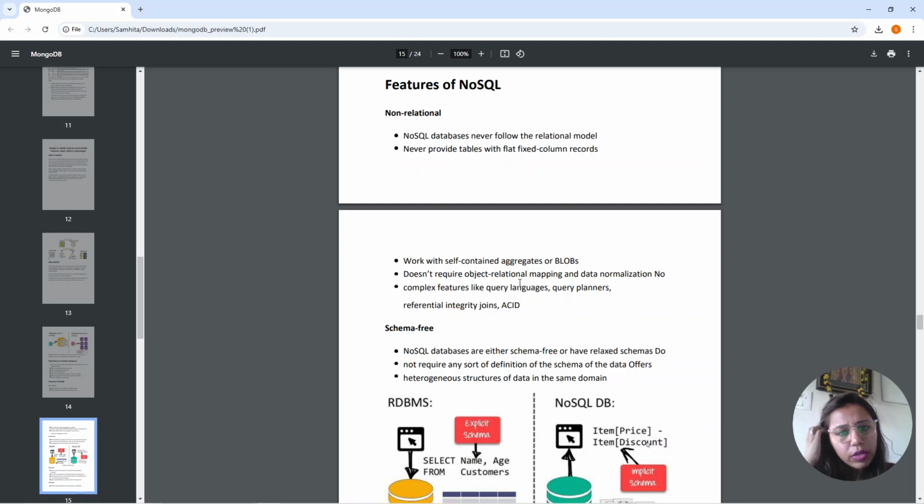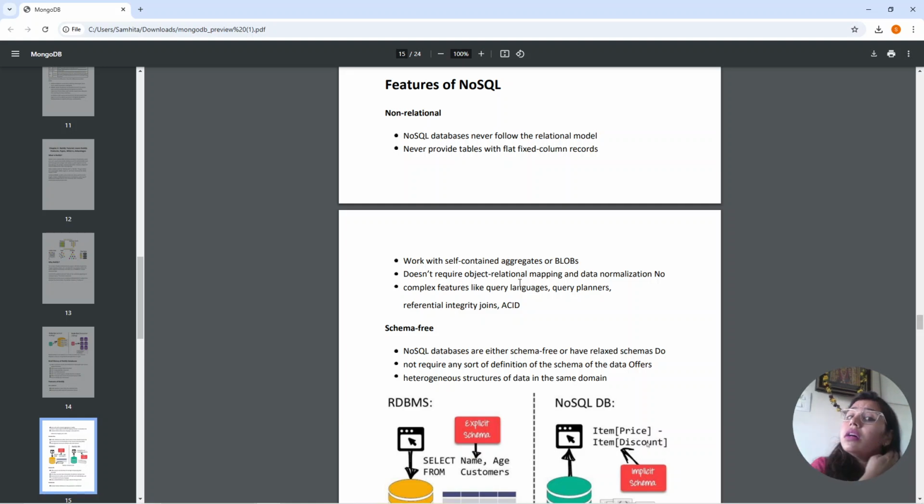So features of NoSQL: basically it is a non-relational database, as I told you. It never follows a relational model. It does not have to provide tables with fixed columns and rows and everything. So it's non-relational. Complex features like query languages and query planners, we do not have these. Basically SQL is ACID, and this is BASE. We will study those further also.